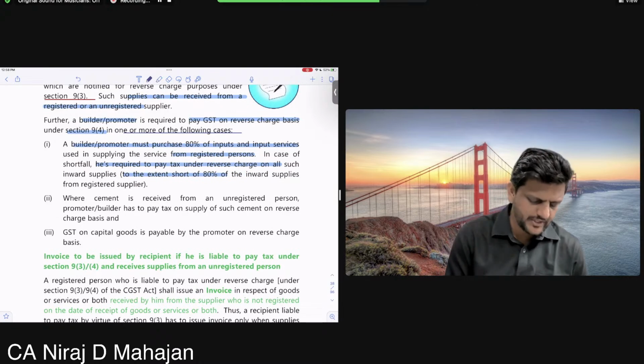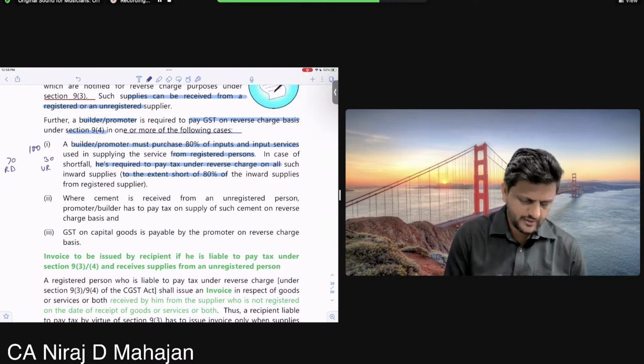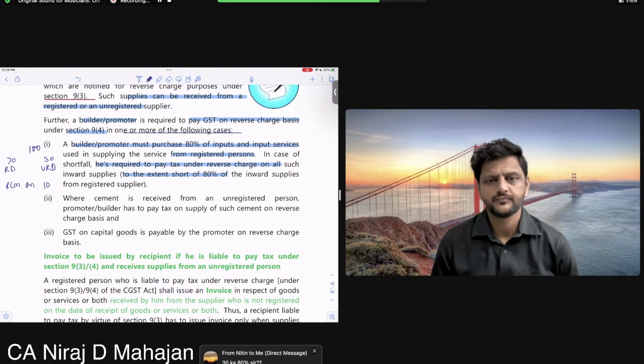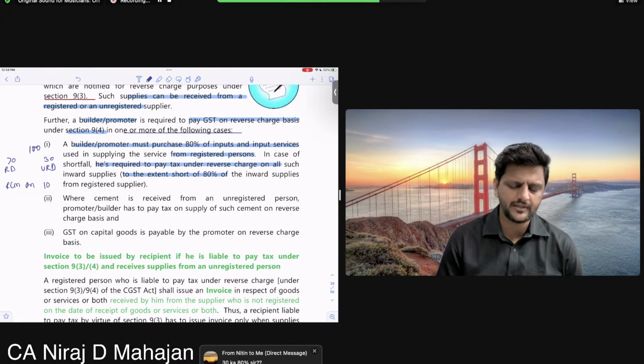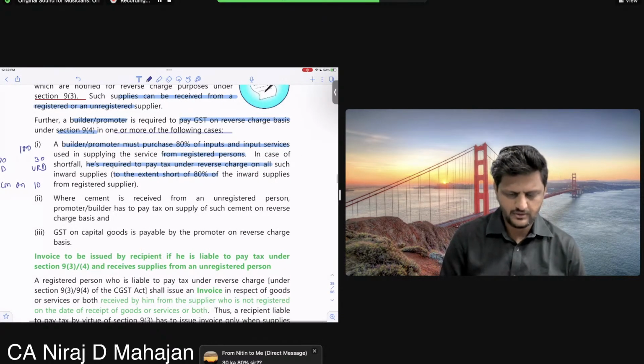So बच्चों, if he has total purchase 100, 70 from RD and 30 from URD. Okay. Then how much is it falling short? 10. नहीं 30% का 80%? नहीं रे बाबा, नहीं. Pay attention.